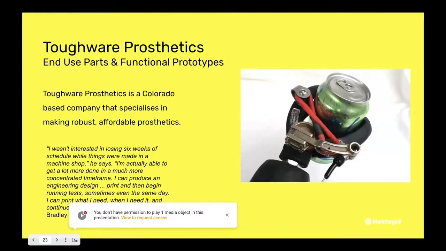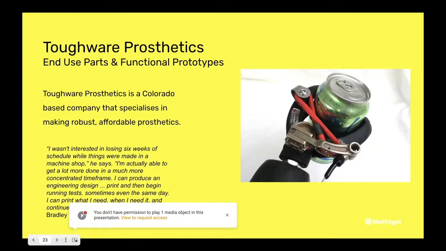Moving on to another company called Toughwear Prosthetics, who produce end-use parts and functional prototypes. Toughwear Prosthetics are a Colorado-based company that specialize in making robust, affordable prosthetics. And this quote here from Bradley Vouch, the president and CEO of Toughwear, is interesting in terms of considering the supply chain question. The quote is, "I wasn't interested in losing 6 weeks of schedule while things were made in a machine shop," he says.